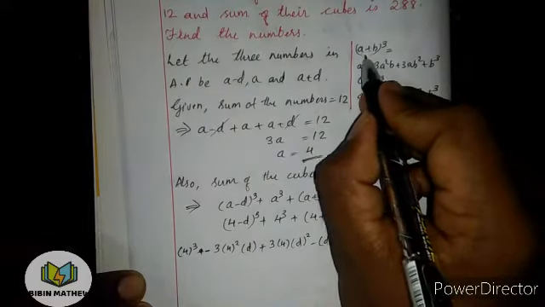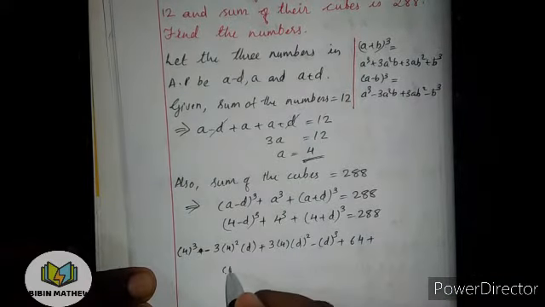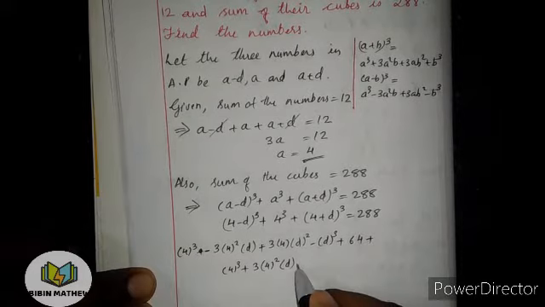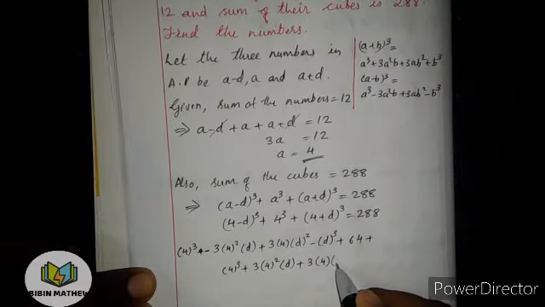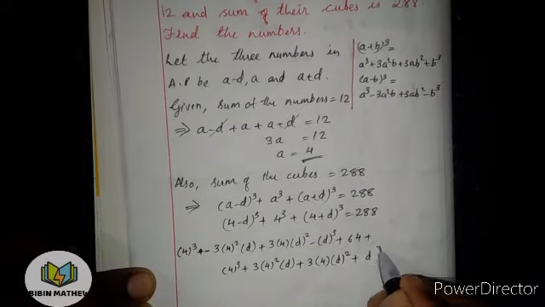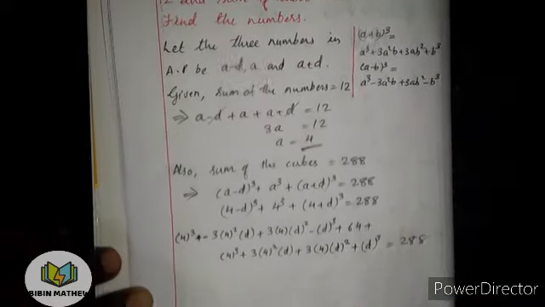Plus what about this one? With this one we have to expand, right? (a plus b) whole cube, जैसे इसको एक्सपैंड करेगा तो क्या मिलेगा? पहले 4 का क्यूब plus 3 into 3a स्क्वायर b plus 3a b स्क्वायर plus the last one d cube is equal to 288.